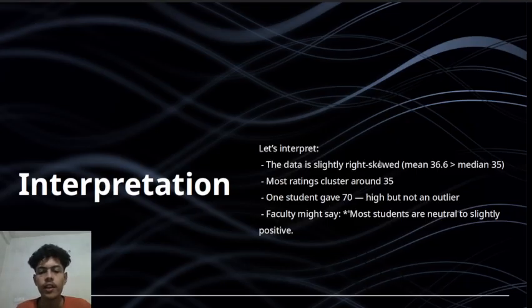Interpreting the data: it is slightly right skewed, where the mean is 36.6 and the median is 35, and most ratings cluster around 35. One student gave 70 but it is not an outlier. Faculty might say most students are neutral to slightly positive.